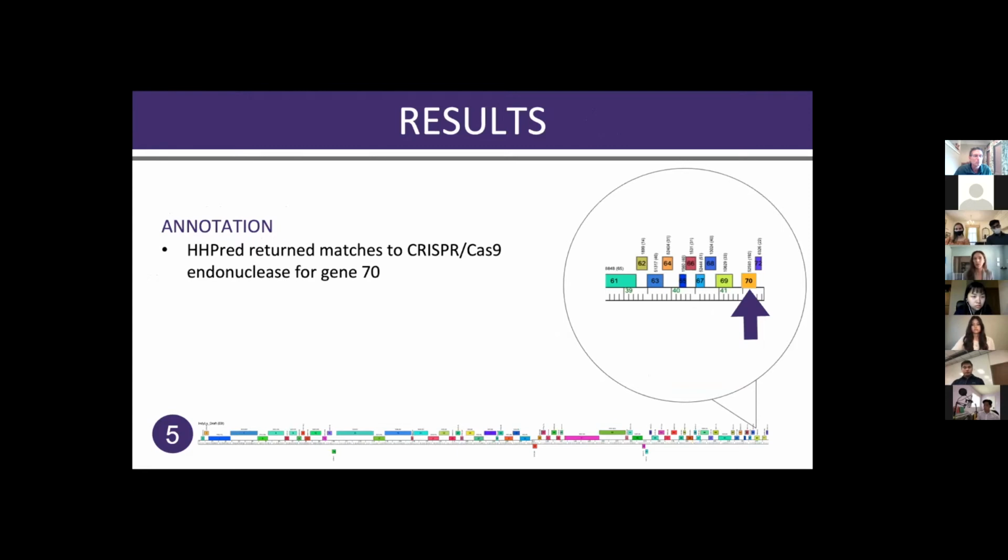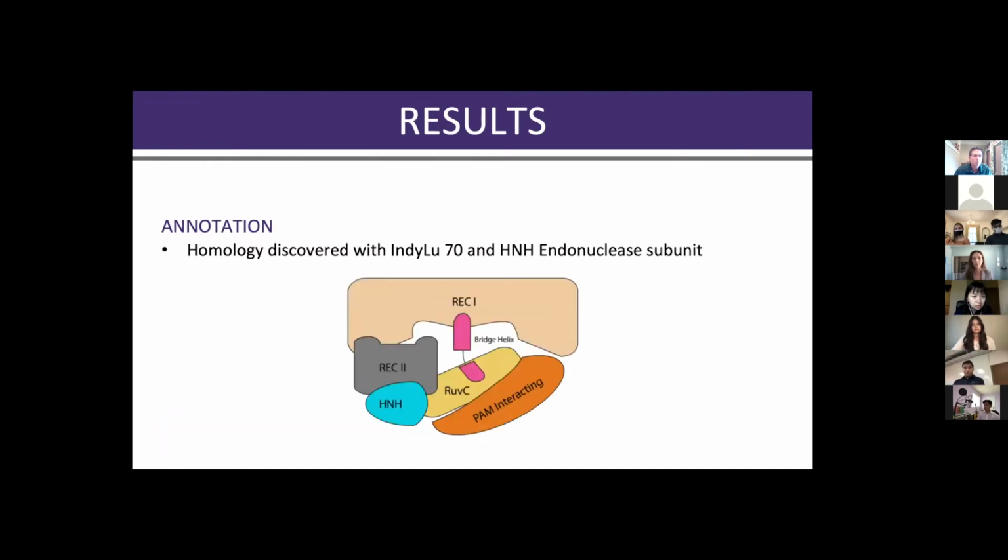Of particular interest were structural similarities predicted by HH-pred between gene 70 and CRISPR-Cas9 endonuclease proteins, due to the antiviral nature of Cas9. Primarily observed in bacteria and only recently discovered in megaphages, CRISPR genes, including Cas9, serve as bacterial defense against phage infection through the incorporation of short genome sequences used in the future for targeted viral destruction.